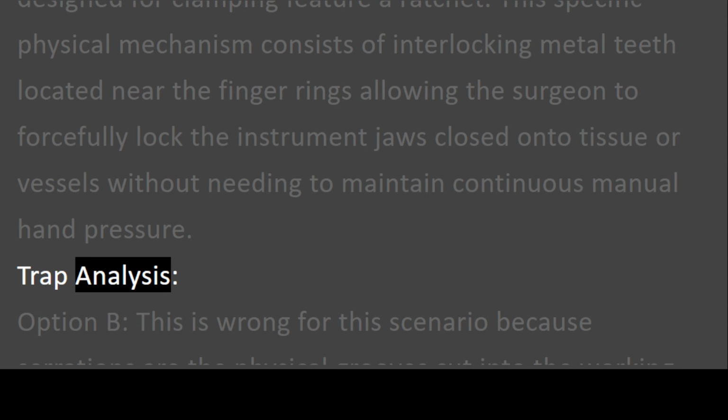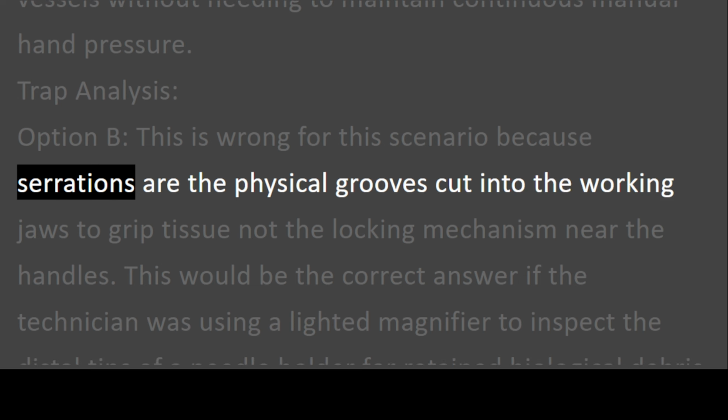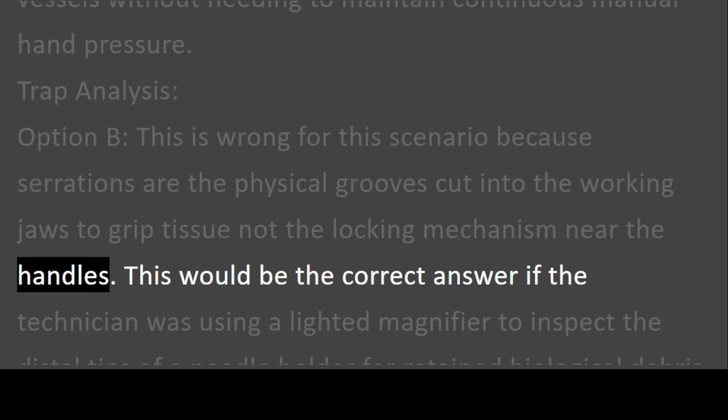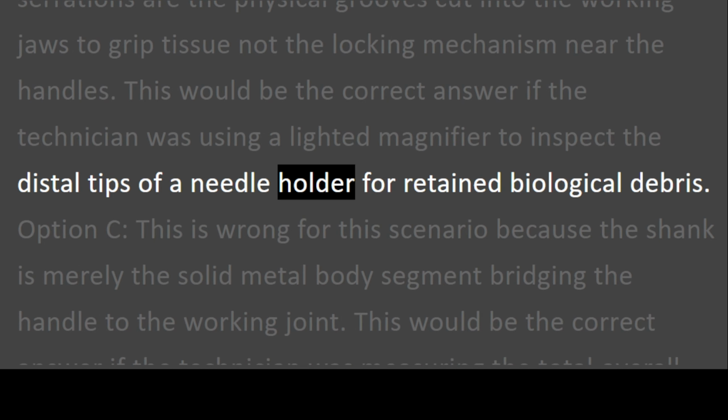Trap analysis. Option B. This is wrong for this scenario because serrations are the physical grooves cut into the working jaws to grip tissue, not the locking mechanism near the handles. This would be the correct answer if the technician was using a lighted magnifier to inspect the distal tips of a needle holder for retained biological debris.